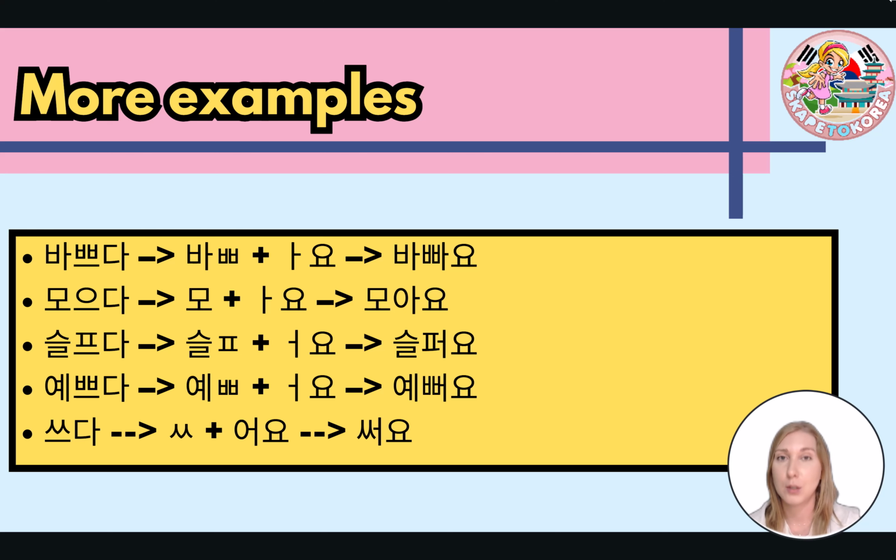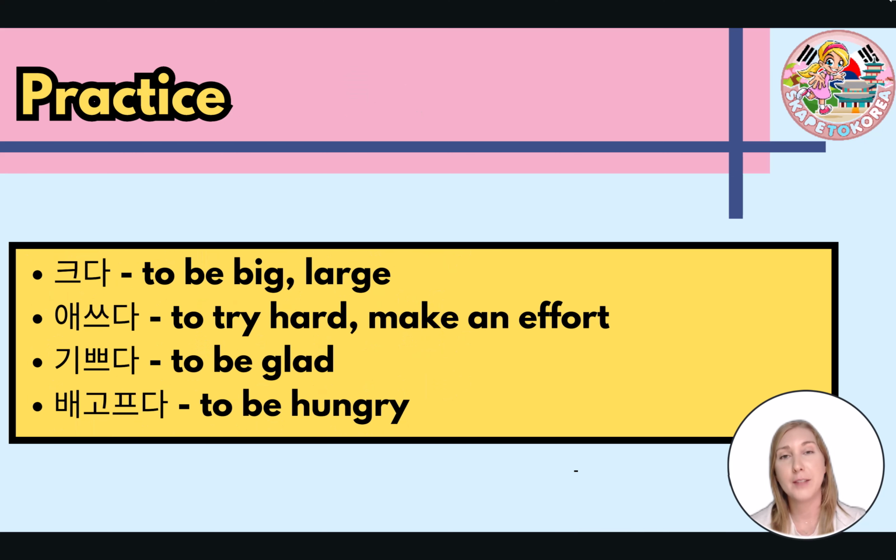It becomes 소요. Alright, so have a go at these. Think about them. Okay, so the key here is to drop the 다, and then you're checking what the vowel before that is, and adding either 아요 or 어요. If there is no vowel that's left, you're adding 어요. So pause the video, have a go at these, and I'll see you in a second.